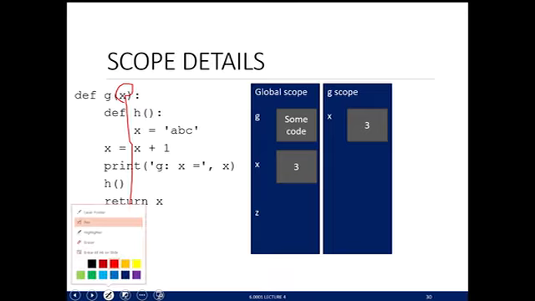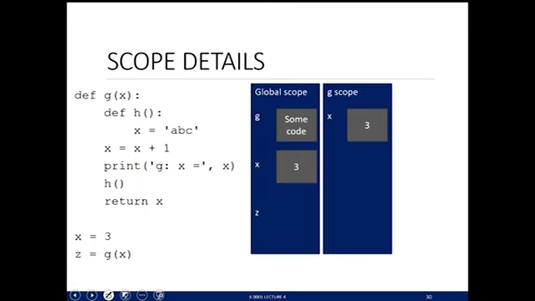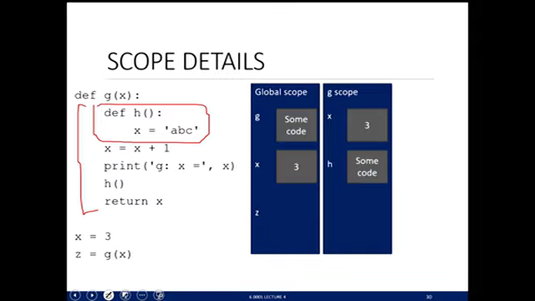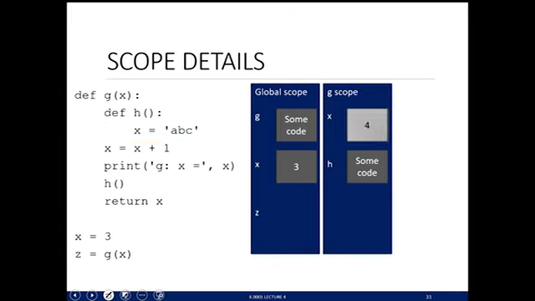Next, what I see inside this function is another function definition. Since I'm just defining the function and not calling it, all Python sees is that h is some code. I haven't called the function h yet because I'm just defining it here with def. The next line is x is equal to x plus 1, so inside the scope of g, I'm incrementing x to be 4.